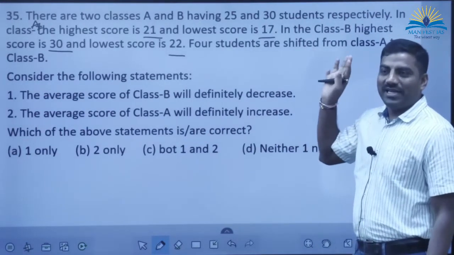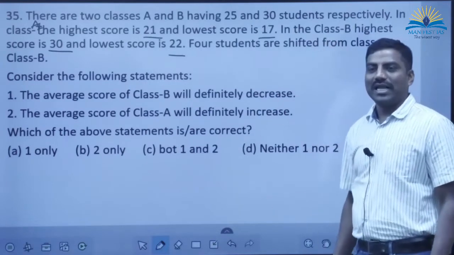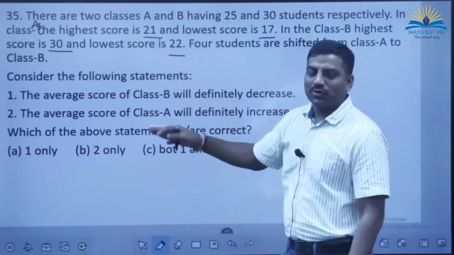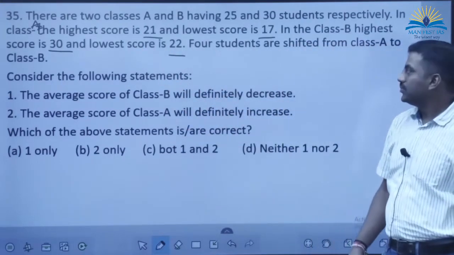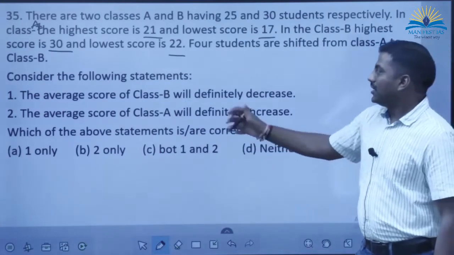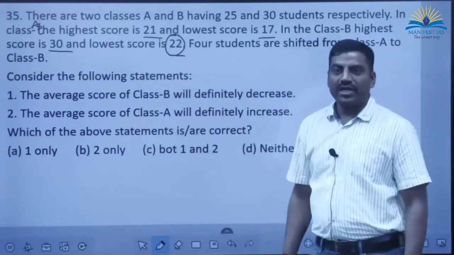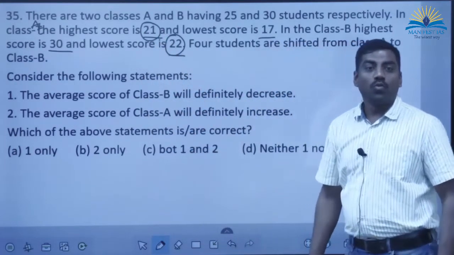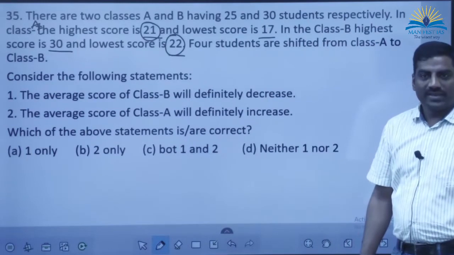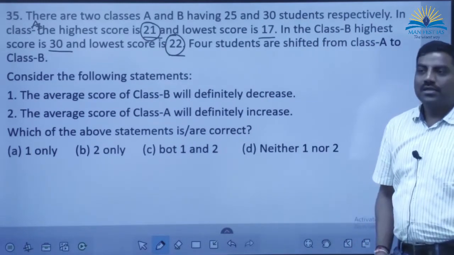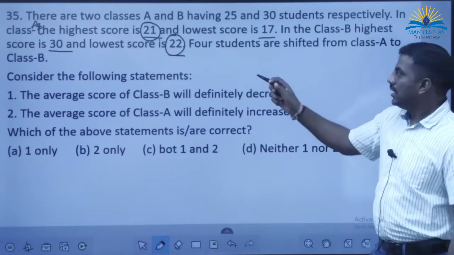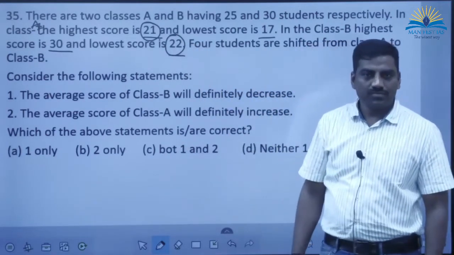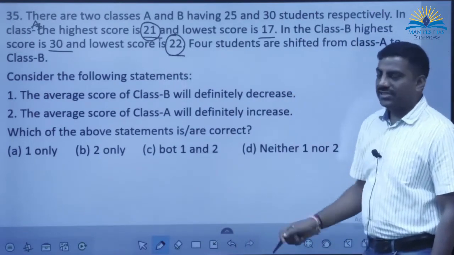Oh. 21 and 17 are the maximum and minimum scores of class A. Here, maximum score is 30 and minimum score is 22. Here, the worst performer is scoring 22. Here, the best performer is scoring 21. Yes or no? That is why this class is performing well. Because even the best of them is getting 21. Here, the worst of them is getting 22. Yes? Now, consider the statements.